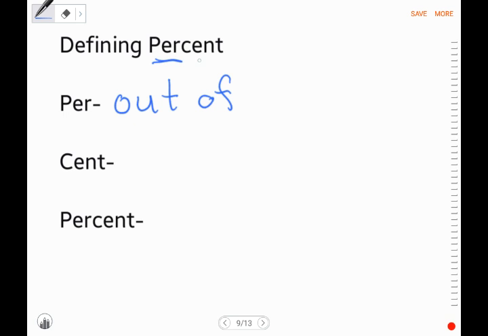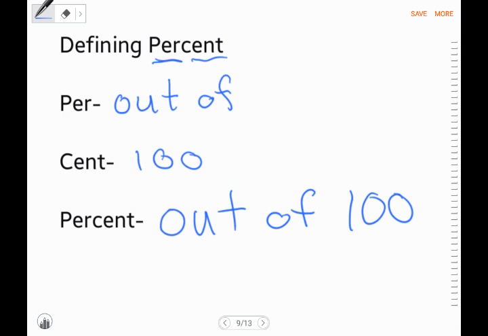Okay? And then, of course, the second part of the word, cent. Well, let's think about some words with that word in it, cent. How about century? How many years in a century? 100, right? How many centimeters in a meter? 100. And you guessed it, cent is just going to mean 100. So the word percent just means out of 100. So in the case of something like 30%, this would mean 30 out of 100.